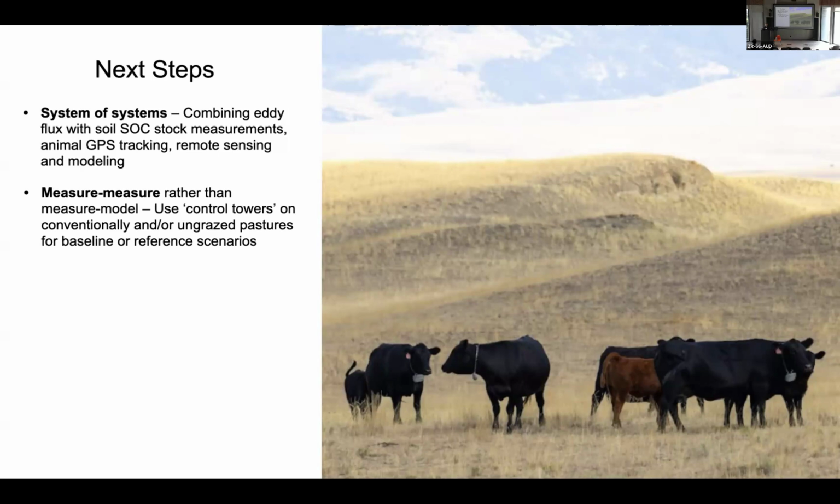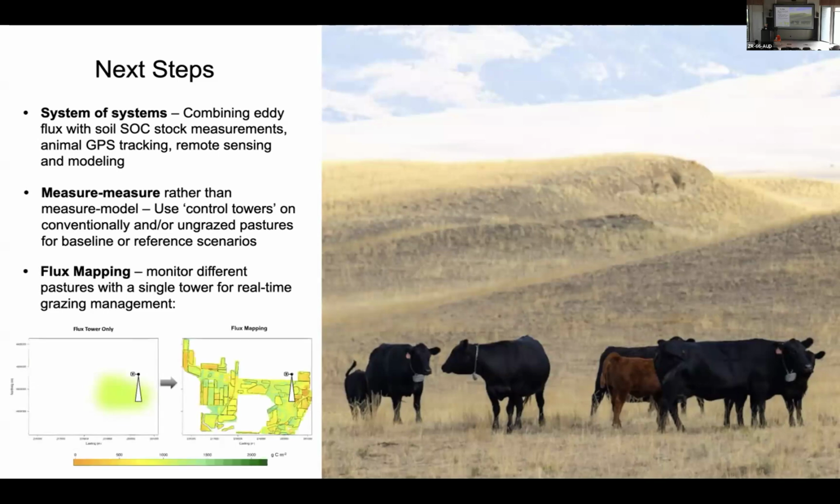The idea is also to move away from what is currently called a measure-model approach, where you measure initially and then use a model to forecast and quantify soil organic carbon through the project years. Instead, we'd like to rely on actual measurements, and so eddy covariance, or eddy flux in general, would provide a way to move towards a measure approach. Part of that would be implementing flux towers in a fashion more similar to an experimental design, where you have towers in control locations that represent either conventionally grazed systems or ungrazed pastures that could serve as a baseline or reference throughout the project period.